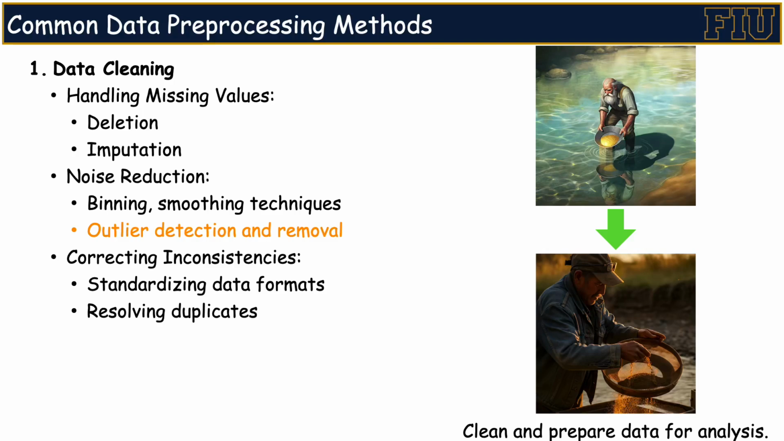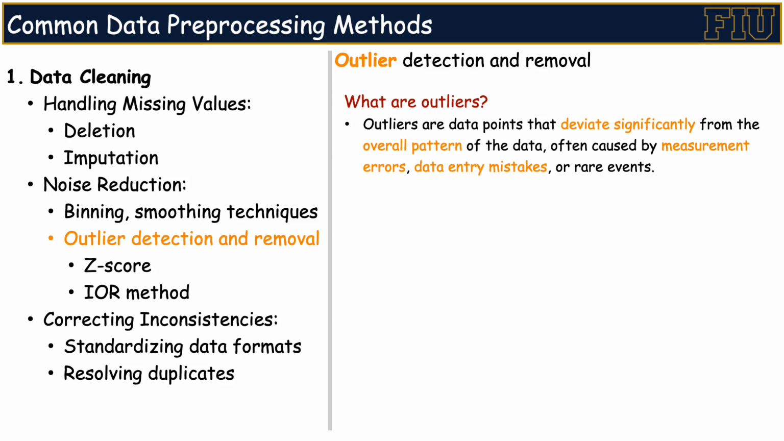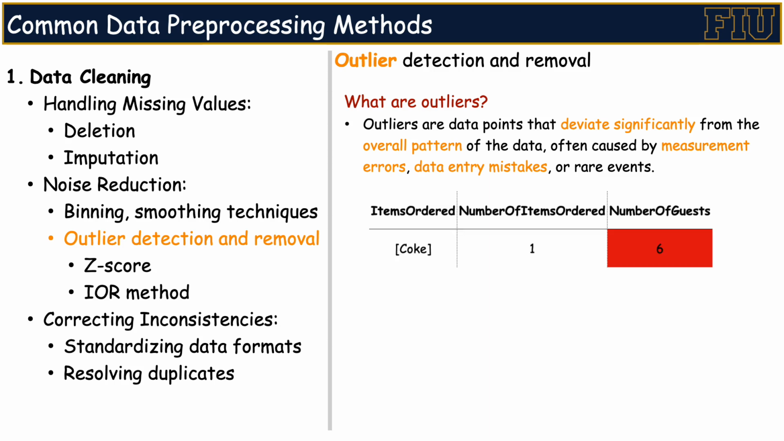Hi everyone, in this video, we're going to start talking about how to handle outliers. Outliers are data points in a dataset that don't match the overall distribution. They deviate significantly from the general pattern, and they're often caused by things like measurement errors, data entry mistakes, or rare events.